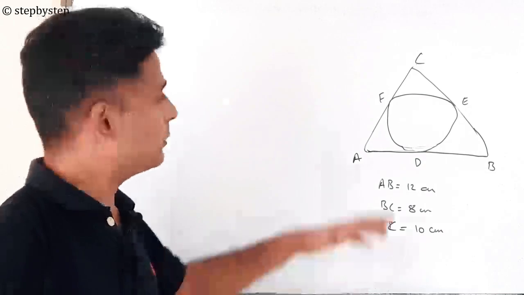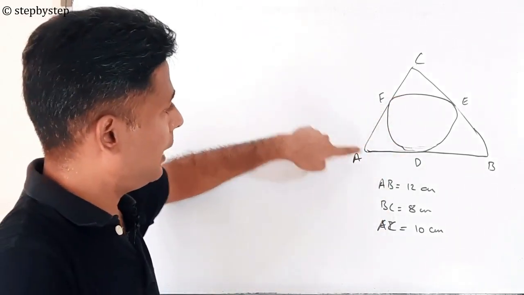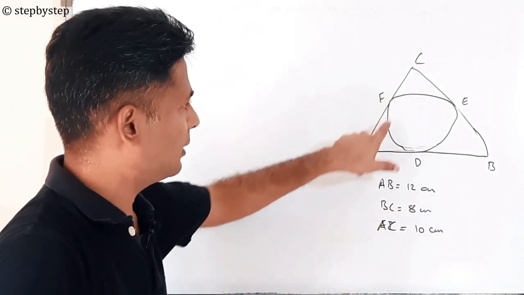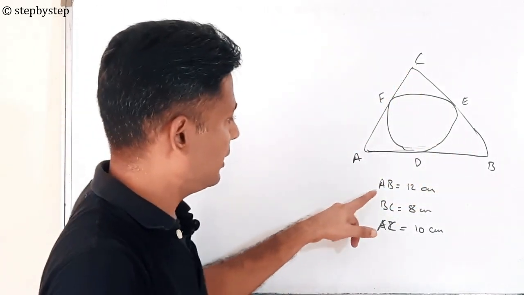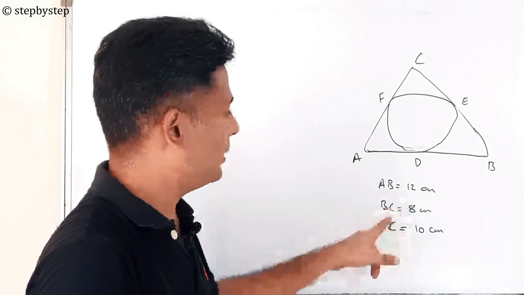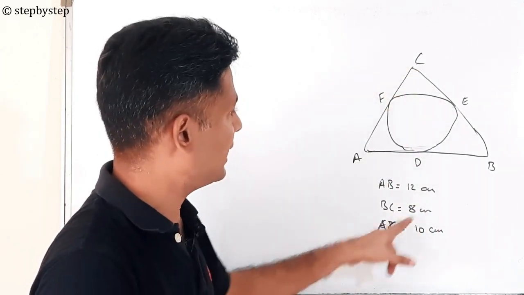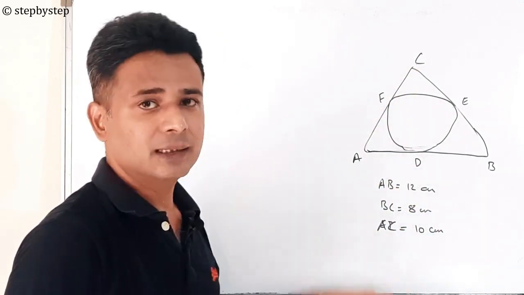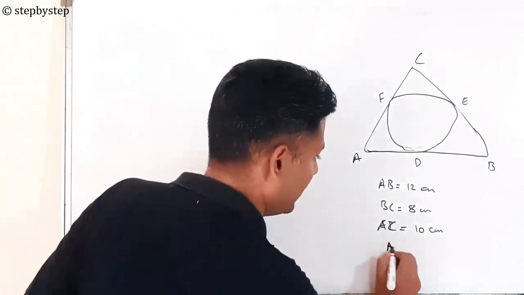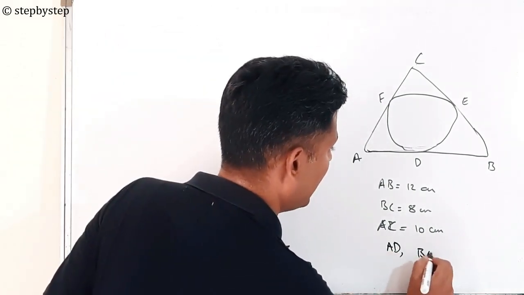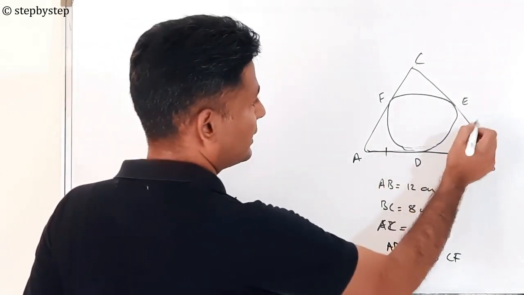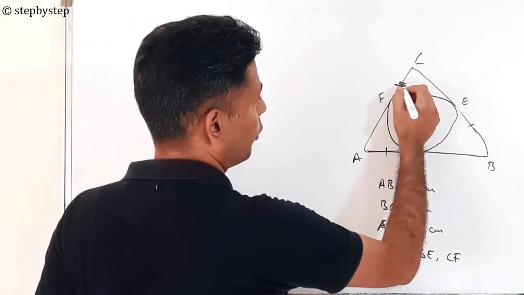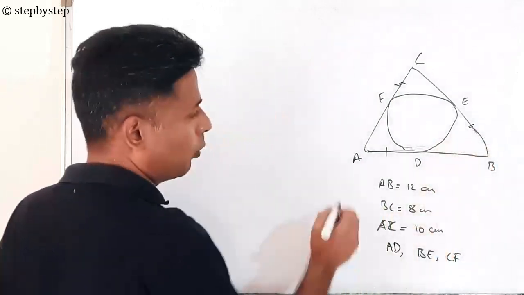Alright guys, now the next problem. They have said this is a circle inscribed in a triangle, and they have told us AB is 12 centimeters, BC is 8 centimeters and AC is 10 centimeters, and they have asked you to find AD, BE and CF. This is what you need to find. But now what do we have?